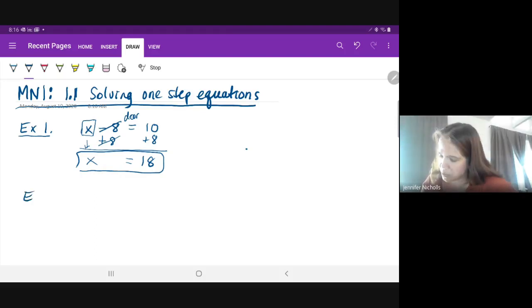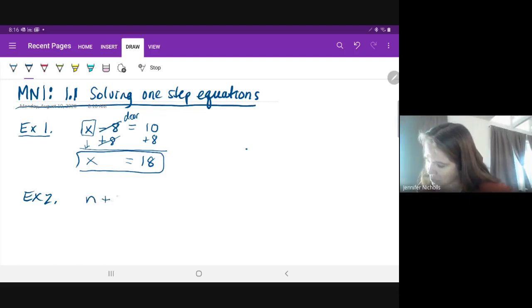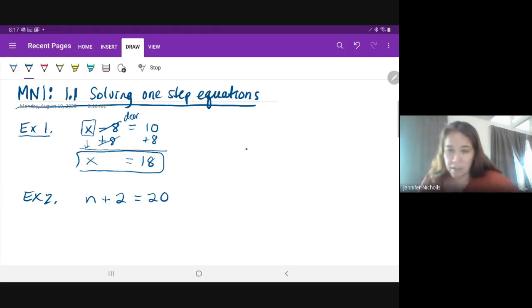Okay, example 2. Say example 2. This one we're going to have an n instead. So n plus 2 equals 20. You're going to put a box around the letter. That's you. This is the door.